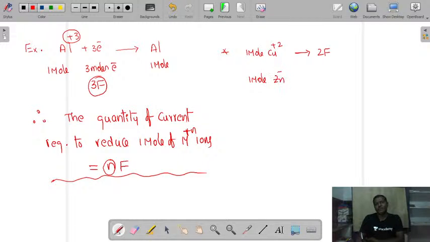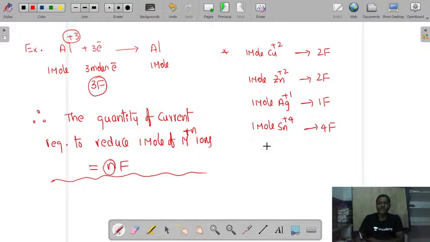To reduce 1 mole of zinc ions, how much current is required? 2 Faradays. To reduce 1 mole of Ag+ ions, how much current is required? 1 Faraday. To reduce 1 mole of Sn4+ ions, how much current is required? 4 Faradays. To reduce 1 mole of Ba2+ ions, how much current is required? 2 Faradays.